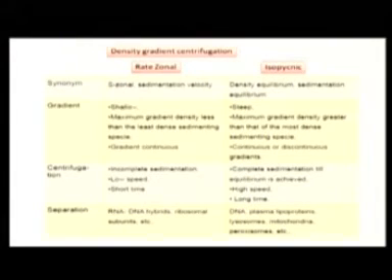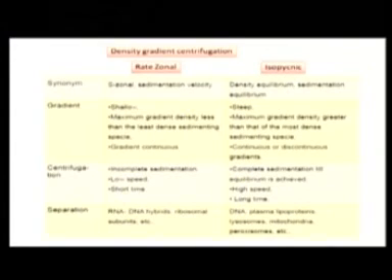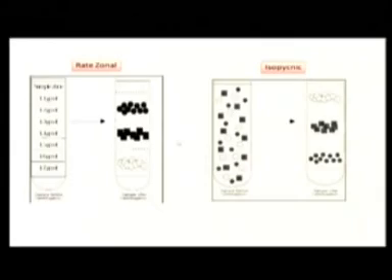Further, this density gradient centrifugation can be divided into two types. One is rate zonal, the other one is isopycnic. As we said, in rate zonal we can have different densities of the medium, so based on the density, the substances will get stacked up and separated. In isopycnic, similar density molecules will get stacked up together.